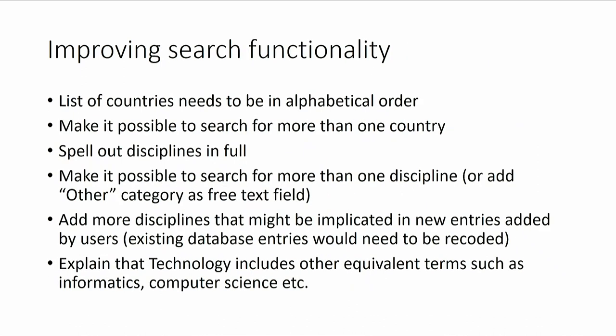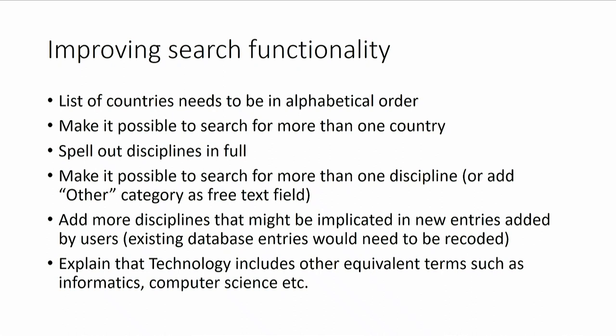Then if we look at the search functionality, and I knew there were lots of problems there, and there are lots more suggestions that people had. The list of countries is not in alphabetical order. I have no idea why it's like that, but it makes it impossible to search. They have to be in alphabetical order. At the moment, it's not possible to have a single search for more than one country. You can only search for one country at a time. So it would be nice to be able to have a more sophisticated search there.